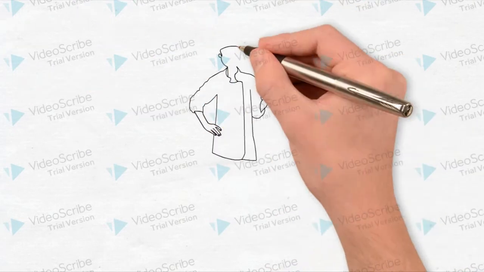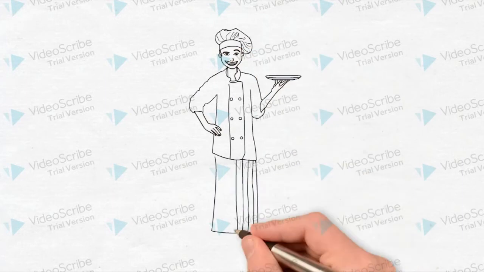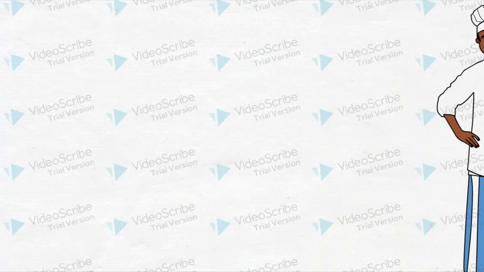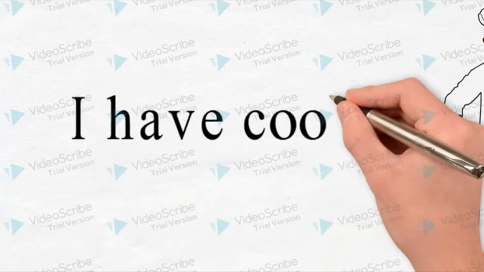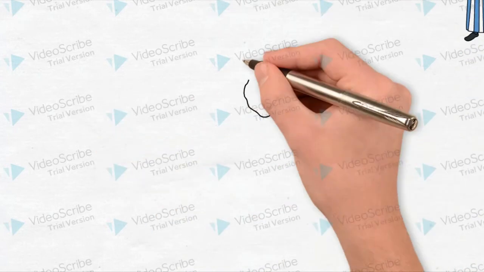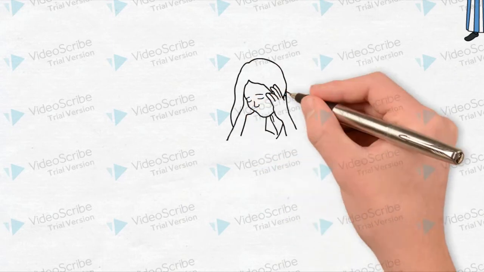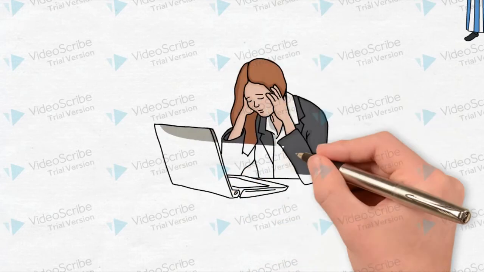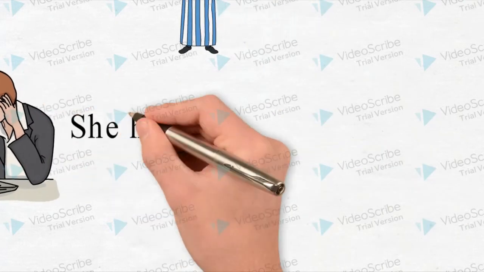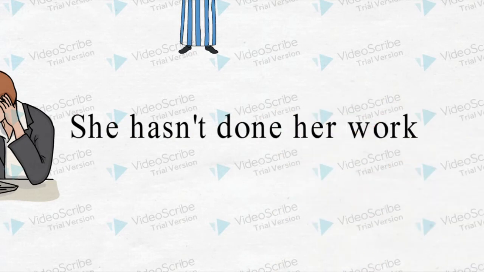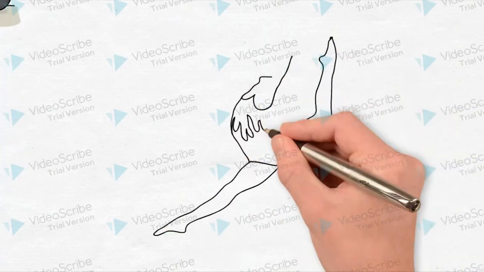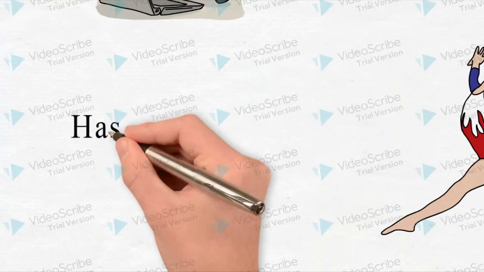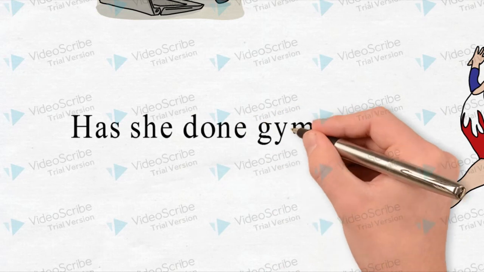Okay, here are some examples. First of all, we see a cook, a chef, and the sentence is I have cooked, right? I have cooked. Our next example will be in negative form. Here we see a girl who's upset about something. Okay, our sentence is she hasn't done her work. And the third example is in interrogative form. It goes like, has she done gymnastics?